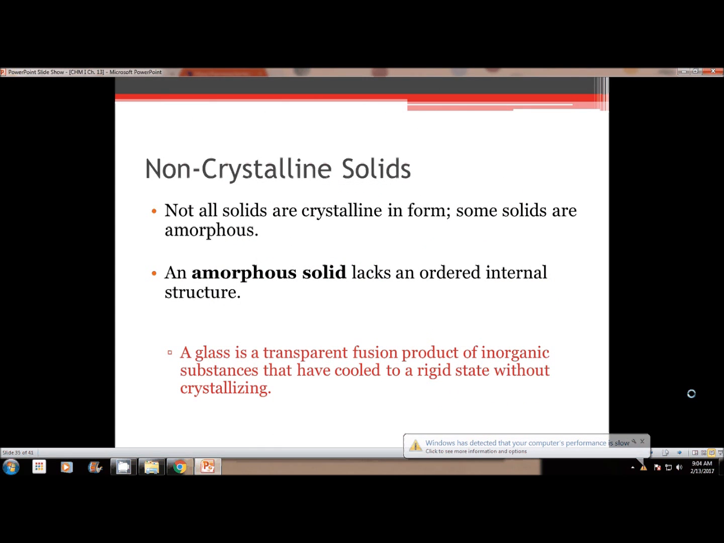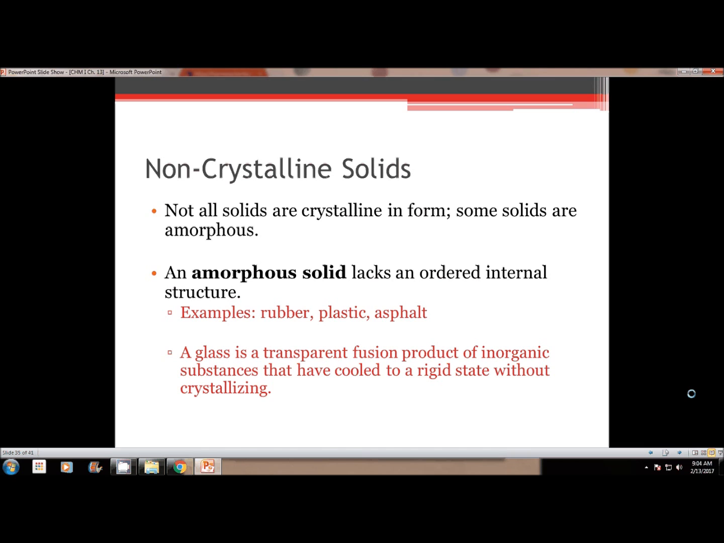Okay. Non-crystalline solids are usually called amorphous solids. So it lacks an ordered internal structure. Glass is the most common example of an amorphous solid, because glass is a transparent fusion product of inorganic substances that have cooled to a rigid state without crystallizing. So you heat it up and then it cools quickly, and that's what makes an amorphous solid. Besides glass, we could also have rubber or plastic or asphalt as well. Okay, I would write down two. Don't write down all three.